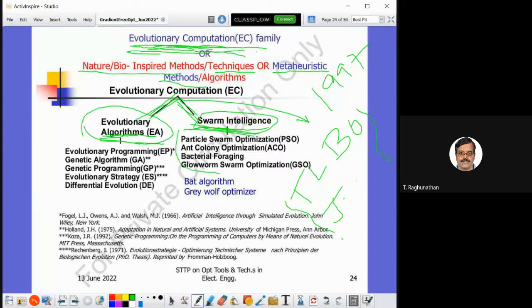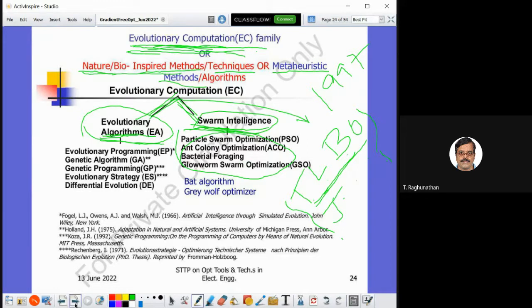All these are based on modeling the behavior of organisms in nature, this swarm intelligence. TLBO is modeling teaching-learning based optimization, so that's not in any of this. That is why the name nature inspired methods is used these days: nature based, physics based, chemistry based, bio inspired. So many are there nowadays.